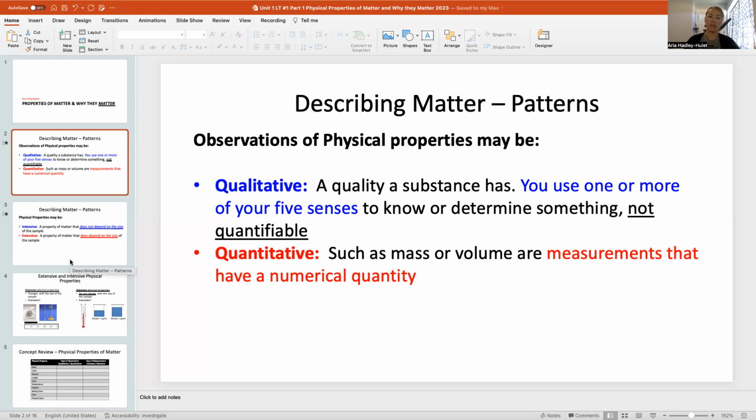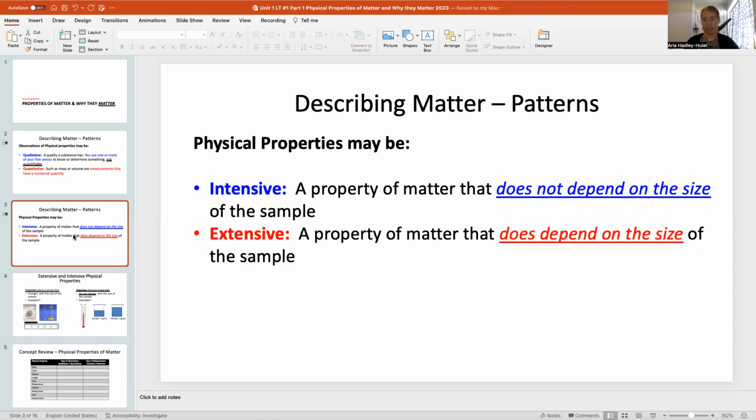Okay? Now, in addition to qualitative and quantitative, we also have intensive and extensive. Intensive means that whatever it is that we're observing, it's not dependent on the size of the sample. And extensive means that whatever it is we're observing, it does depend on the size of the sample. So for me, the easiest way to think through and remember this is, in my mind, I imagine making a sample bigger or smaller.